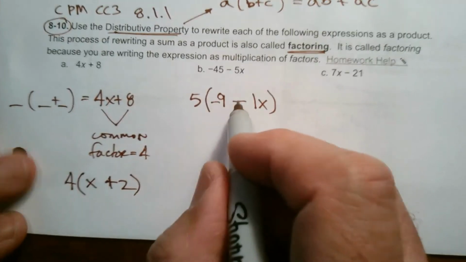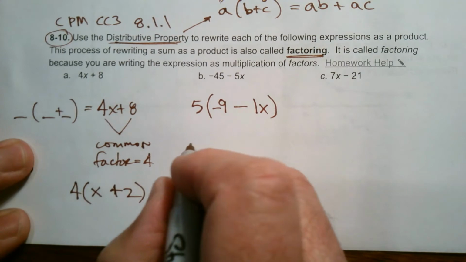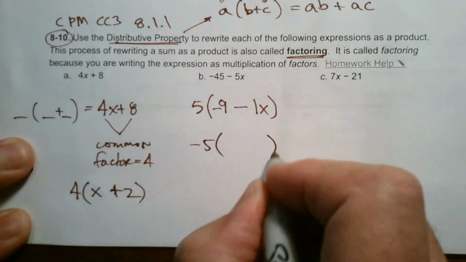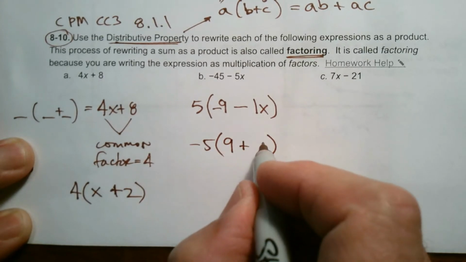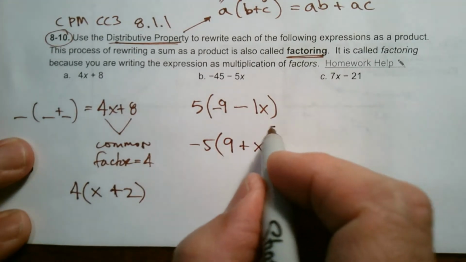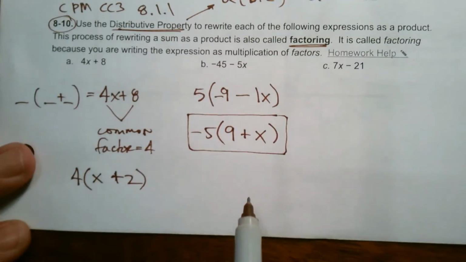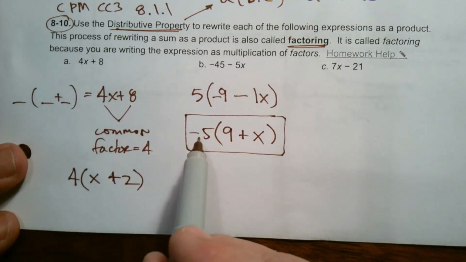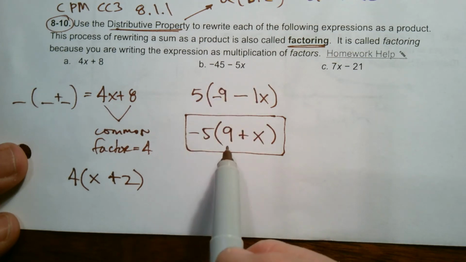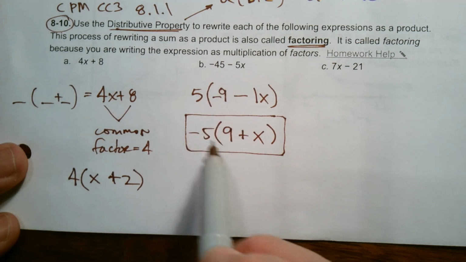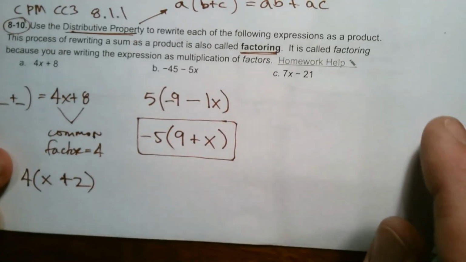What you can also do is, you notice there's a minus in common here, a negative. I could actually factor out a negative 5, which would change that to a positive 9, and that changes to a plus x. So that right there would be a nice factored answer. This would also work as well. Because if you take the negative 5 now, watch. If I take the negative 5 and distribute it, I get what I had here. Negative 5 times 9 is negative 45. Negative 5 times x is minus 5x. So that's factoring.